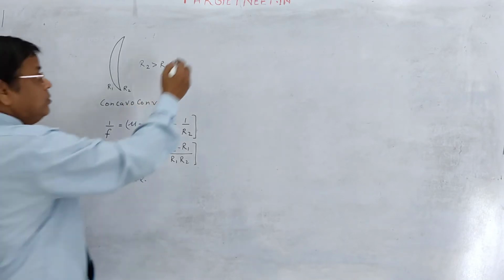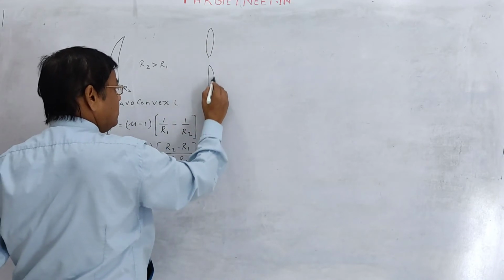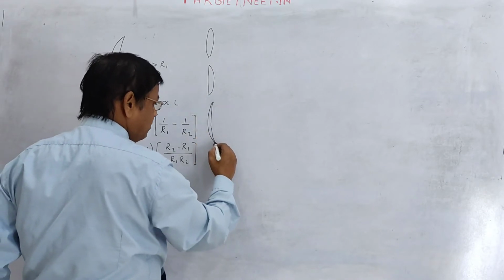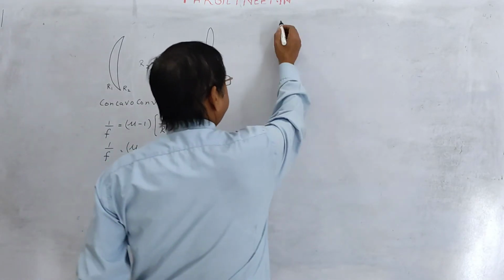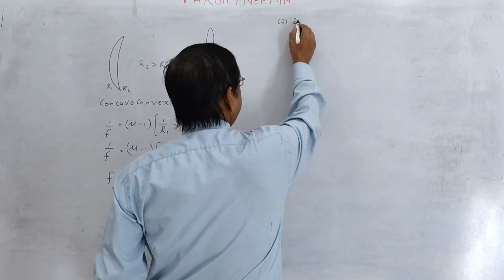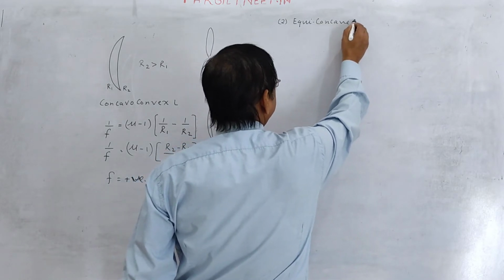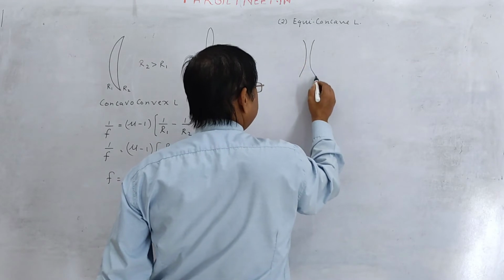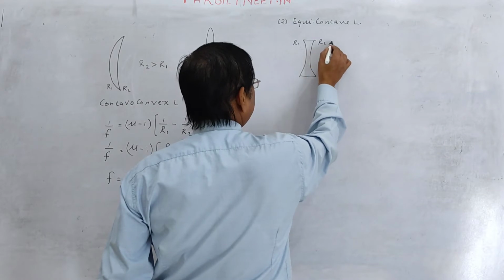Now we know that the biconvex lens is a converging lens, the plano-convex lens is a converging lens, and the concavo-convex lens is a converging lens. These three lenses are converging in nature. Now what about the equiconcave lens? It means both surfaces are concave and their radii are equal. So R1 equal to R2 equal to R.